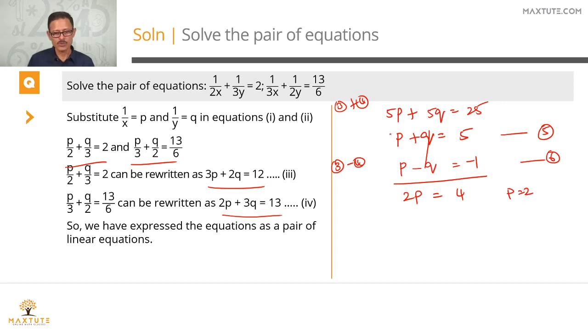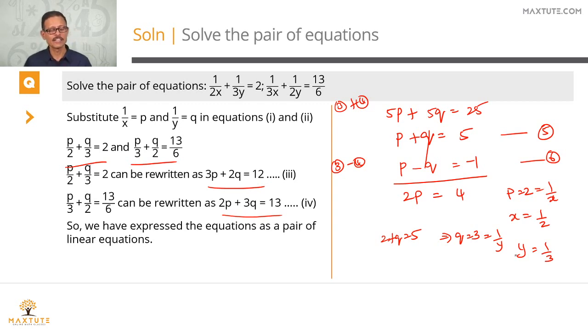Substitute the value of p as 2 in one of these equations. So 2 plus q is equal to 5, which means q is equal to 3. Now what is p? p is 1 by x. So 1 by x equals 2, which means the value of x is going to be equal to 1 by 2. What is q? q is equal to 1 by y. 1 by y is 3, which means y is equal to 1 upon 3, right? Done. This is all that it takes.